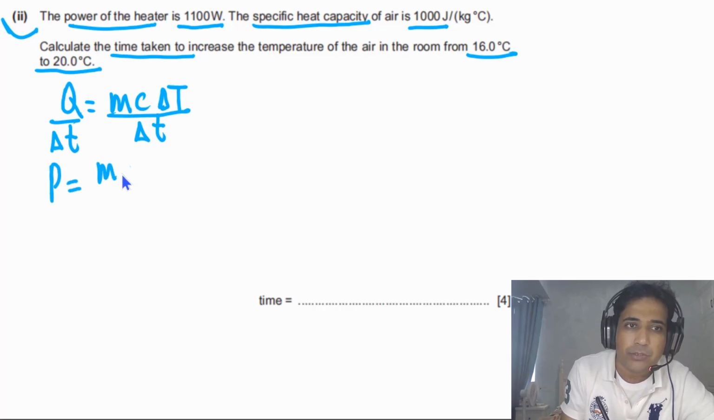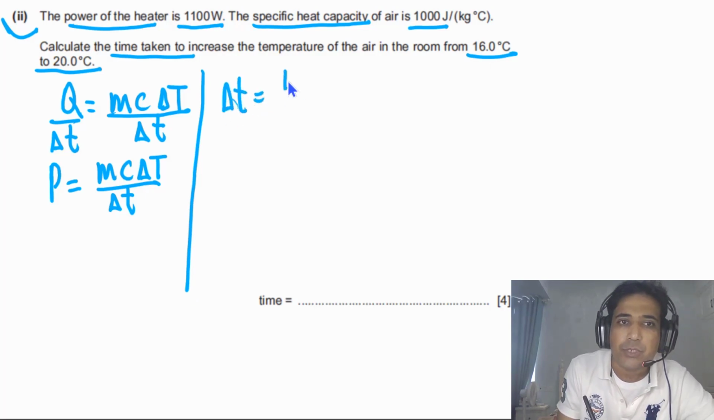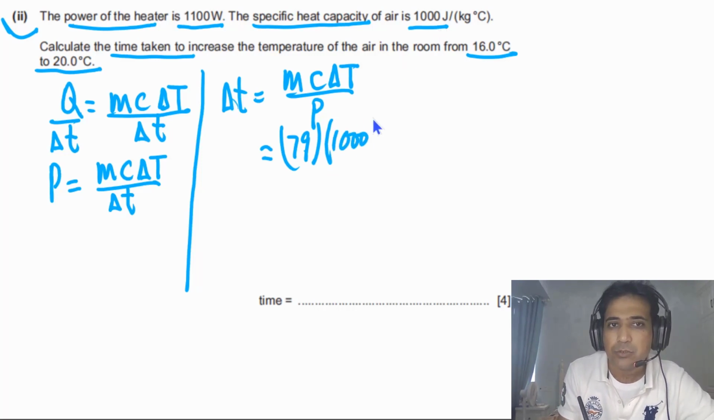So we can write here, this is mc delta T divided by delta T. For this question, we need to calculate time taken, meaning we need to calculate delta T. So we can rearrange this and write mc delta T divided by power. Now we simply need to plug in values. Mass we have already calculated in the last part, that was 79 kg. The value of c is given to us, that is 1000. Delta T, the rise in temperature.